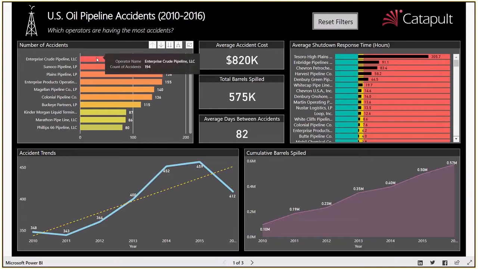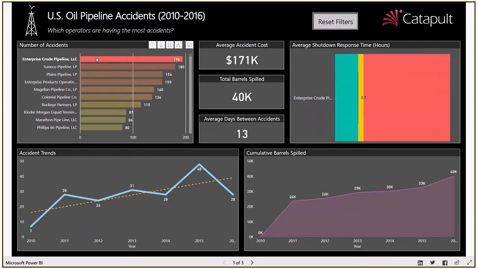So, as an example, if we look at this particular operator, they've had more accidents than any other one, averaging one almost every 2 weeks. They're trending upwards, and they've spilled about 40,000 barrels of oil to date. What's interesting, however, is that even though they've had nearly 200 accidents, on average they take only about 0.7 hours or 40 minutes to shut down their pipeline after an accident.